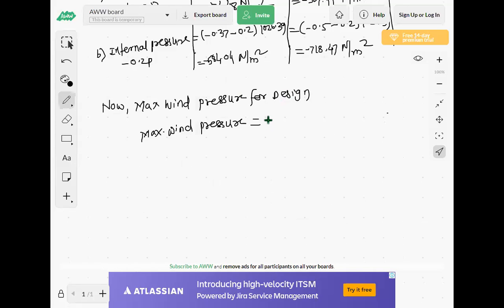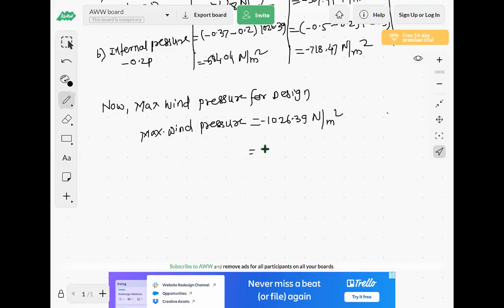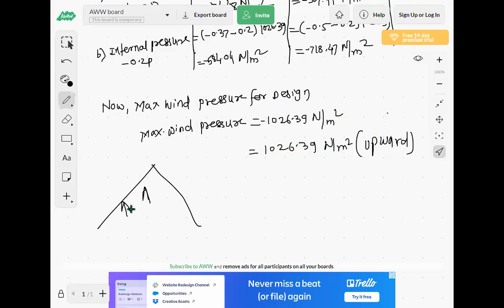1026.39 Newton per meter square is the maximum wind pressure. I have removed the sign. Why? This is the upward pressure. Here I have removed the sign and written upward. If the negative sign indicates, as I told you, the pressure is upward.